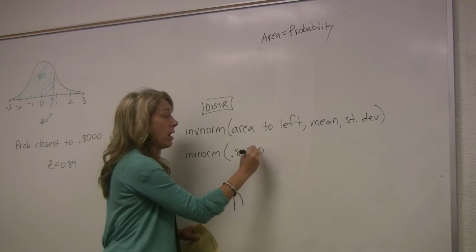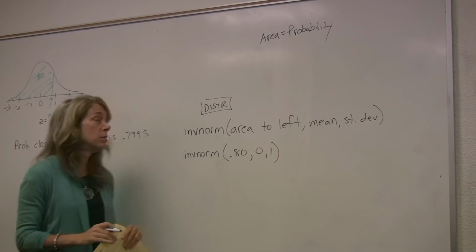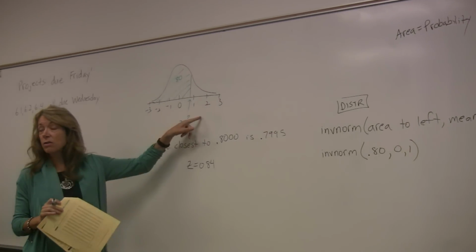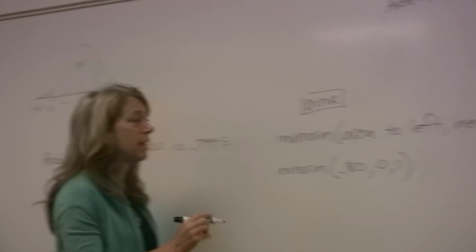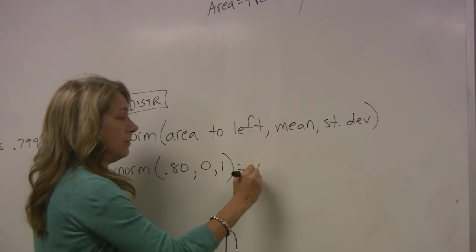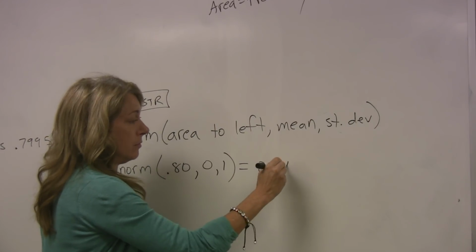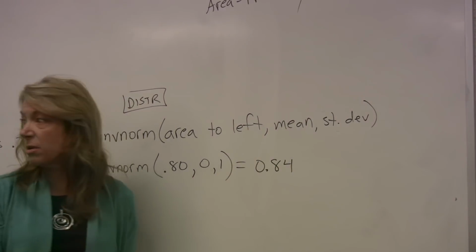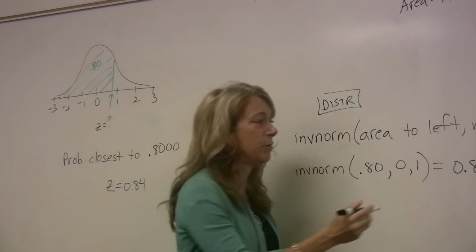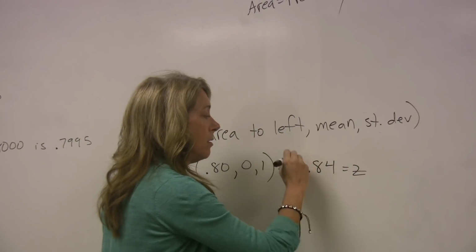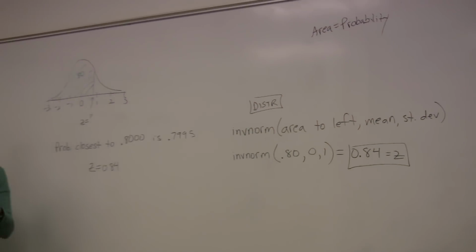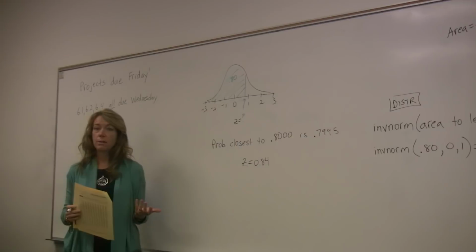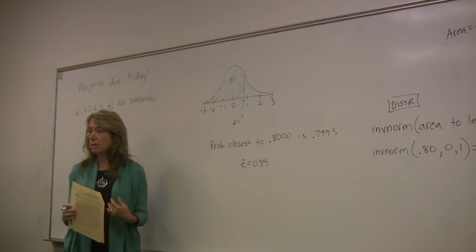0 and 1. Because we're working with standard normal, the mean was 0, standard deviation was 1. What does that give you? 0.84 and some change, but if we round it off to 2 decimal places, do we agree we got the same z? So just like probabilities, you can either use the table or the calculator to find probabilities or to find z's.